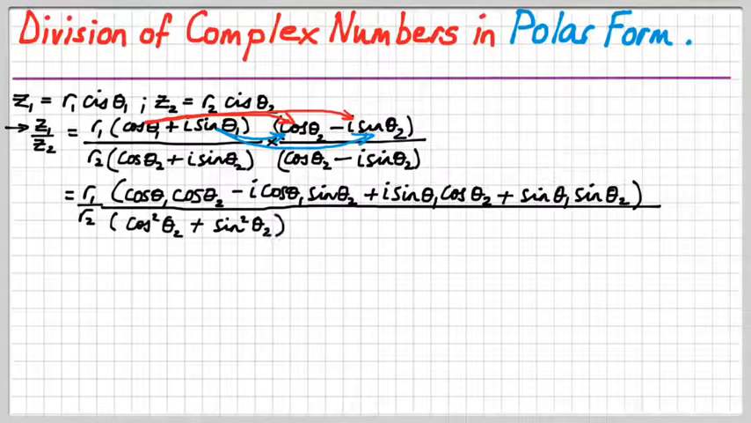Now, what is sine squared plus cos squared, or cos squared plus sine squared? Yes, it's 1. What a blessed result. Don't you love that? I do.